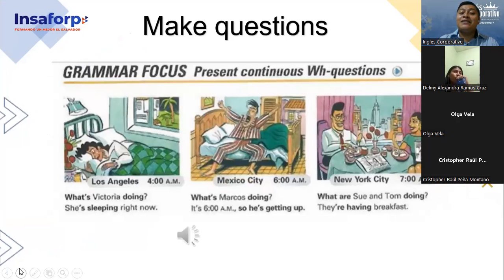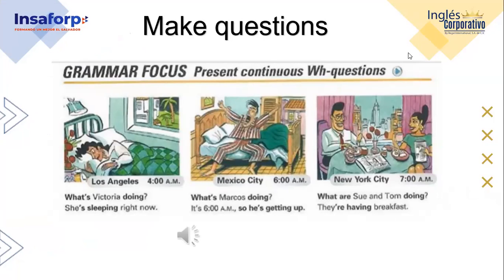Now, let's go with this. Present continuous WH question. So, we are going to listen to these places and the time there. The first one, Los Angeles. What time is it? ¿Qué horas son en Los Angeles? Can you please tell me? Could you tell me what time is it, please?